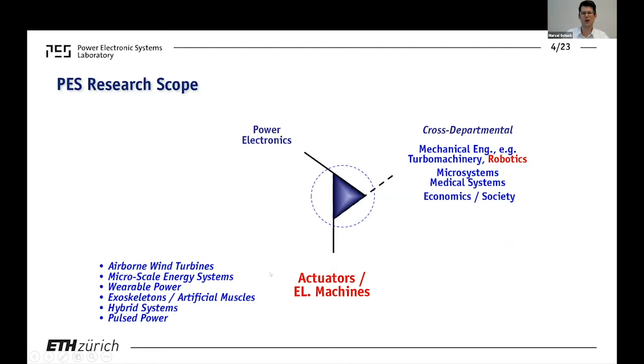If we look at the research scope of the Power Electronic Systems Laboratory specifically, on the one hand, we have the big topic of power electronics, but then also a lot of interdisciplinary projects together with the Department of Mechanical Engineering in the fields of turbo machinery, but also in robotics, which I'm going to talk to you more about today. But then also microsystems, shrinking systems, getting to high power densities, low weight, low volume, in a variety of applications such as airborne wind turbines, microscale energy systems, wearables. We've heard in the talk before that it's important to have lightweight actuators here, exoskeletons, artificial muscles, as we've heard before, and then also things related to pulse power.